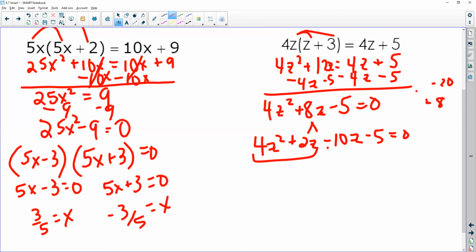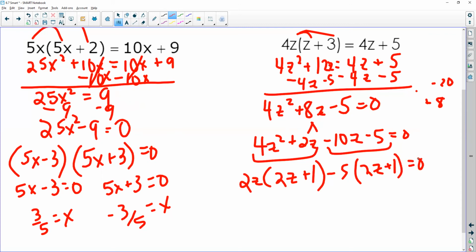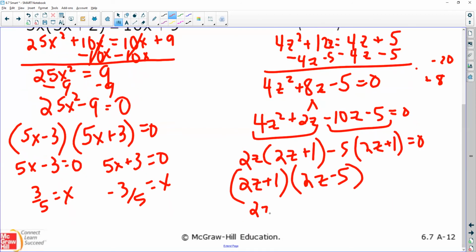Okay, and grouping. Whenever you see four terms, your brain says group. Take 2z out of the first one, which leaves me with 2z plus 1. The second one, I'm going to take out negative 5. It's going to leave me with 2z plus 1. Pull the common term to the front, 2z plus 1, and then 2z minus 5. Set them equal to 0. 2z plus 1 equals 0. 2z minus 5 equals 0. First one's going to be negative 1/2, and the second one is going to be 5/2.